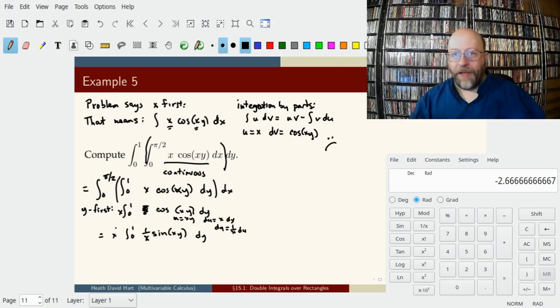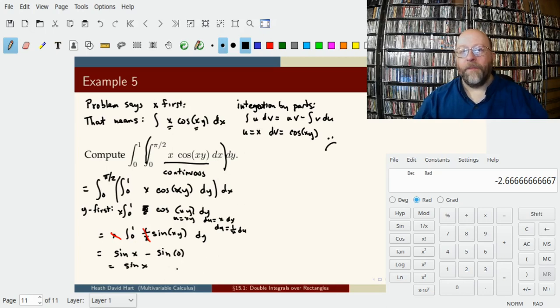And in fact, this x, I'll use red for canceling, and this 1 over x cancel each other out. And so I just have to now plug in 1 and 0. When I plug in 1, I get the sine of x times 1. When I plug in 0, I get the sine of x times 0, which is just 0. So the result is sine of x.